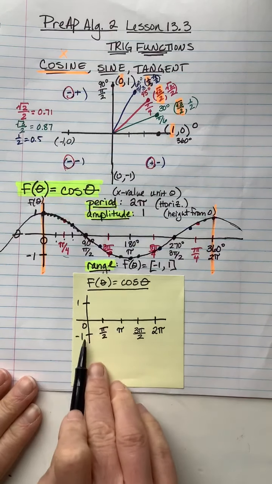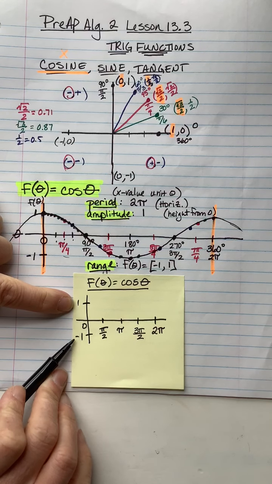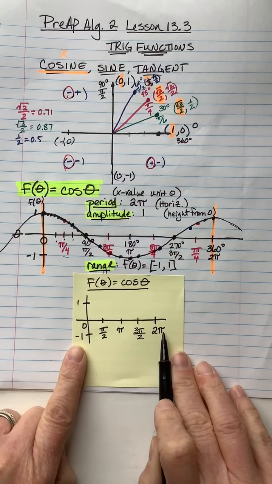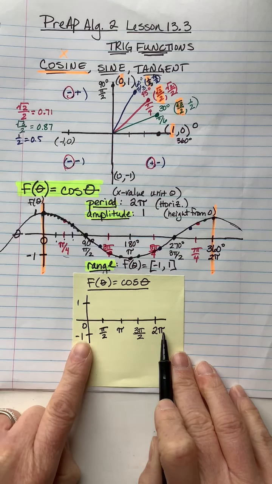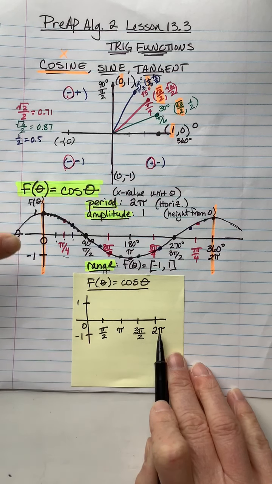Okay, so my parent points for my vertical dimension are going to be -1 to 1. My horizontal dimension, or my theta values, are from 0 to 2 pi. And now these are going to be my only points that I'm going to continue forward when I graph.